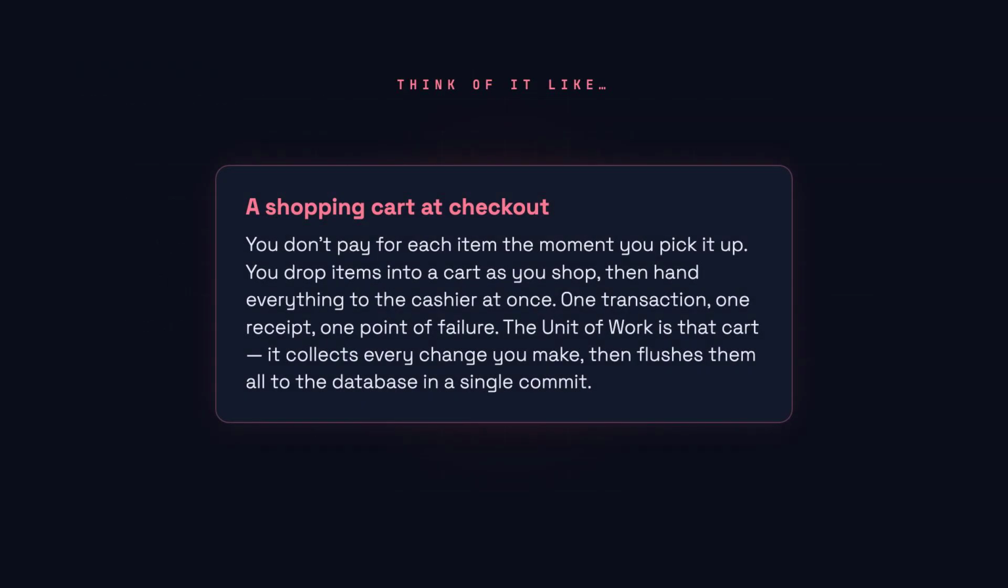Think about grocery shopping. You would never walk up to the register after every single item you picked off the shelf. Instead, you accumulate everything in your cart and pay once at the end. That single checkout moment is atomic. Either everything goes through or nothing does. The unit of work works exactly the same way. Accumulate changes in memory, then commit once.